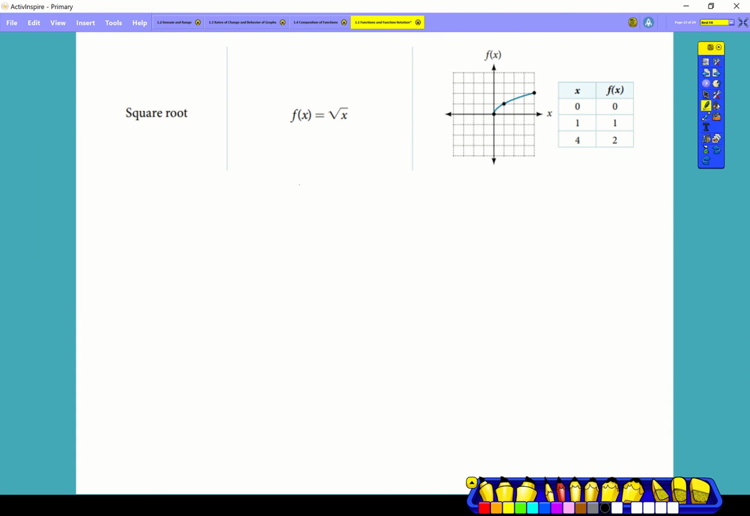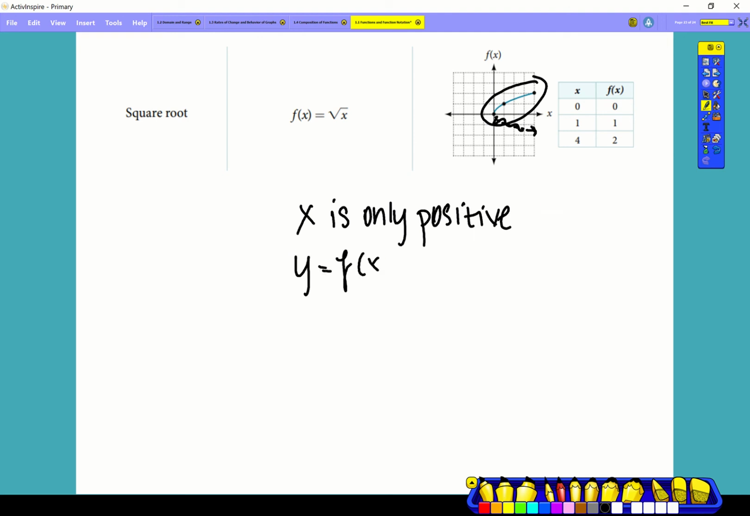Square root. This is just half of a parabola on its side. Notice that if I were to complete the other half, well, that's not the case. This is the square root of x. Notice x is only positive, we cannot have a negative x, and y, which is your f of x, is also positive because you cannot have it be negative.